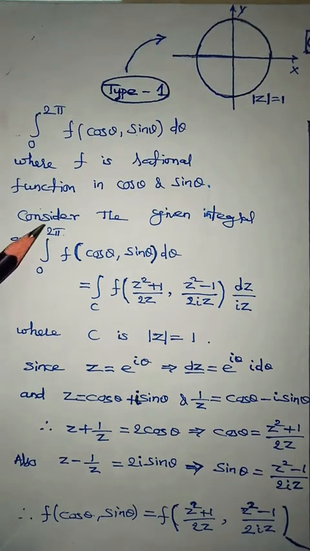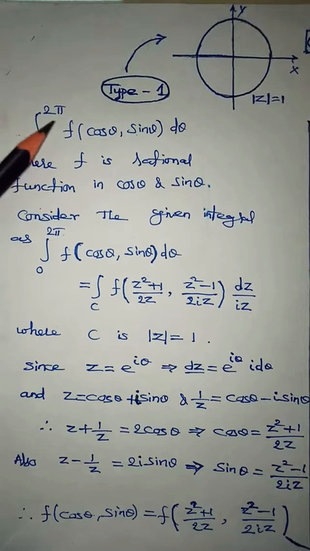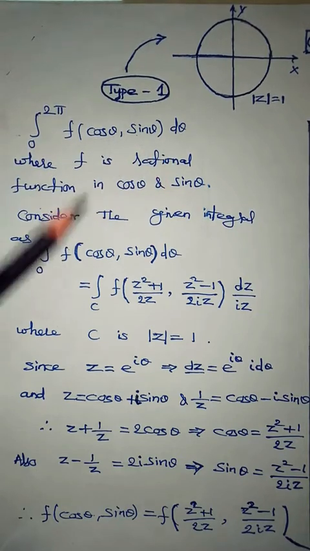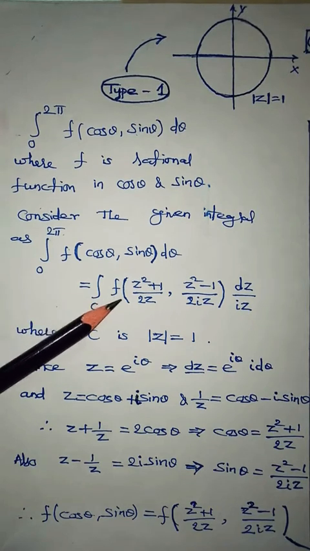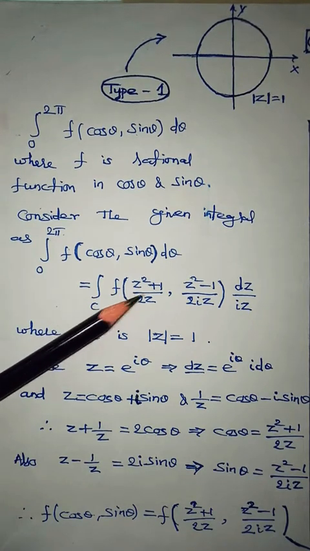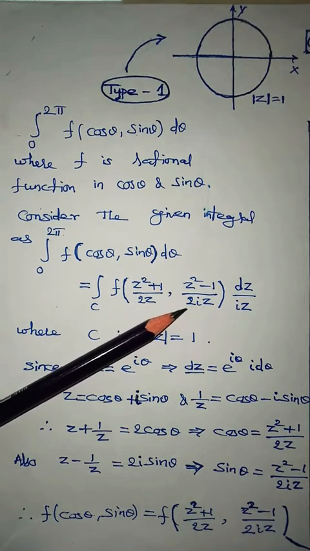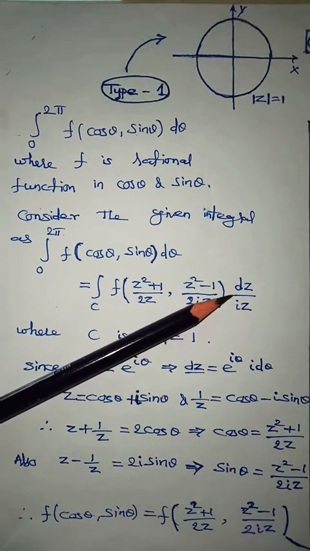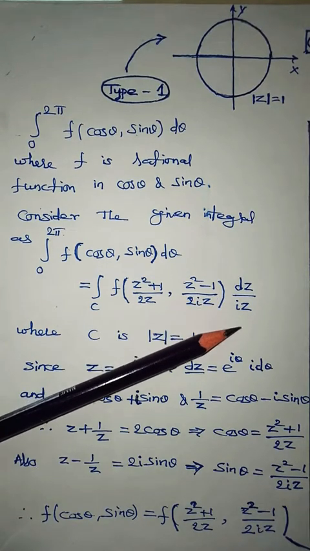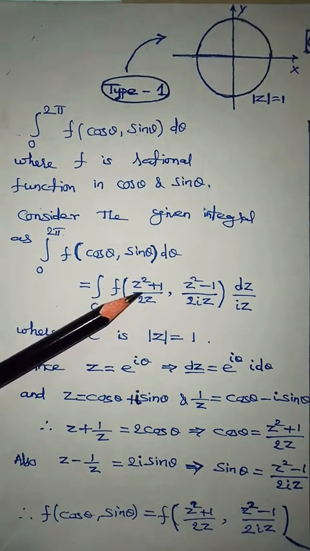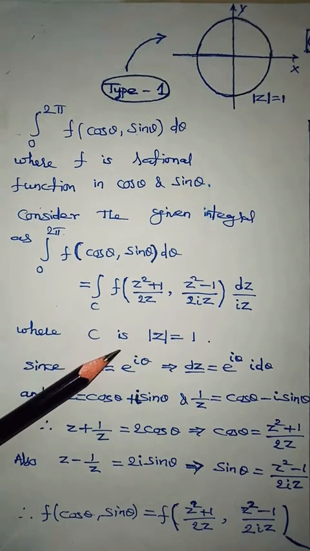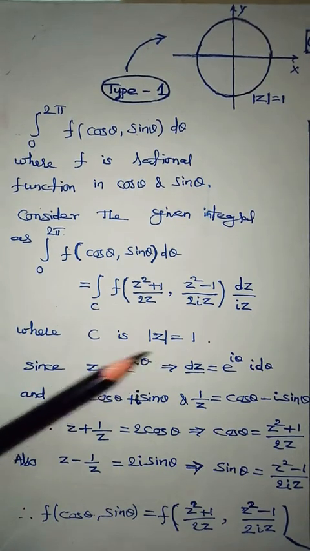Now suppose the given integral is integral from 0 to 2 pi of f(cos theta, sin theta) d theta. That can be written as integral over C of f((z square plus 1) by 2z, (z square minus 1) by 2iz) dz by iz. Now we got these values from that unit circle, where C is modulus of z equal to 1.